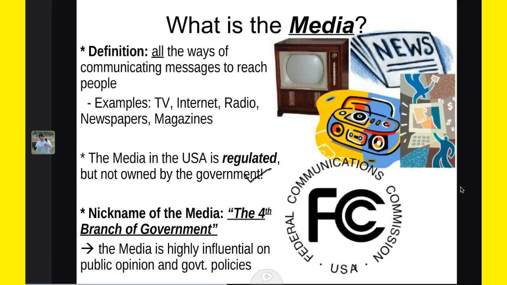Now, technically we have three branches, the legislative, executive, and judicial, but because the media is so powerful and because the media can play a big role in deciding what the main issues are of the day, the media is often called the fourth branch or the fourth estate. If the news is constantly talking about an issue like the economy or a war, people are going to be worried about it, and if people are worried about it, who are they going to be bugging? Well, in a democracy, the people are going to be bugging their elected officials, like congressmen, state representatives, and the president. So the media can play a really big role in the political process.